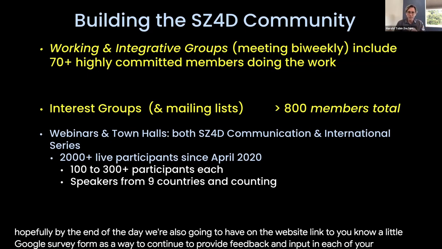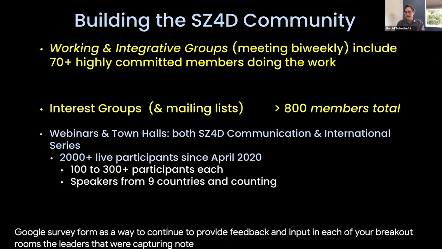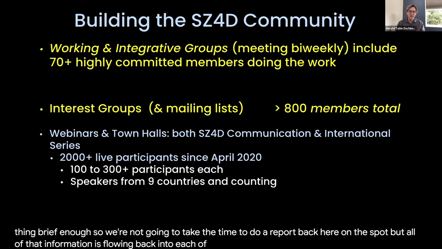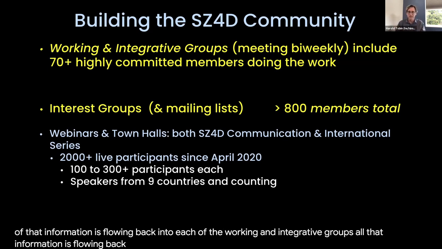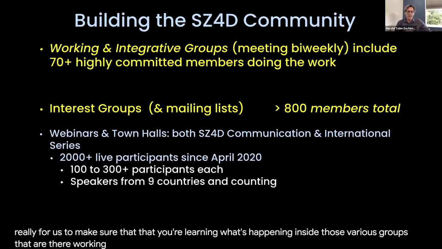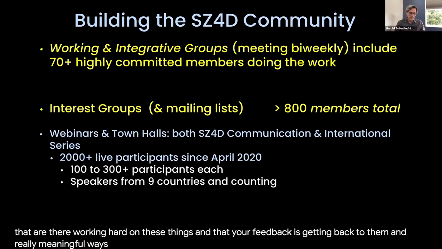In each of your breakout rooms, the leaders were capturing notes, hopefully. We wanted to keep this brief enough, so we're not going to take the time to do a report back here on the spot. But all of that information is flowing back into each of the working and integrative groups, and back to the steering committee. The whole point of this exercise is for you to learn what's happening inside those various groups that are working hard on these things, and for your feedback to get back to them in really meaningful ways. So go to the website, SZ4D.org, to look for that information.